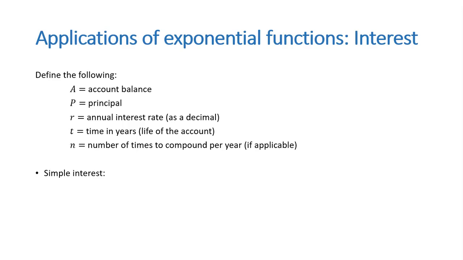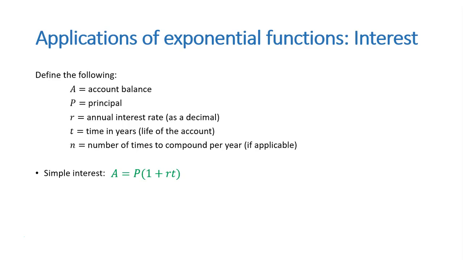So simple interest, our account balance is equal to our principal times 1 plus RT. So 1 in this case essentially represents 100%. In other words, it's saying we're keeping 100% of the principal in the account, and that plus RT part, that's where we're actually adding on the interest. So R is our interest rate, so we're taking our rate, which is our annual rate, and multiplying it by the number of years we're going to keep the account.